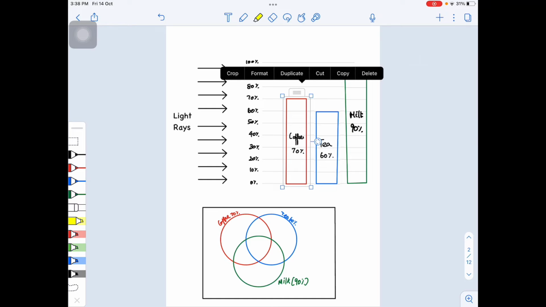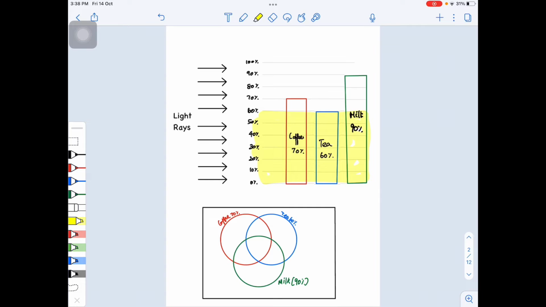I can see that until this first 60% there is overlap of all three. So this is the maximum overlap, because beyond this a light ray cannot pass through all three filters, because 60% is the maximum length of the tea filter, and that is completely occupied. Therefore the remaining 40% of the light rays won't have the tea filter, the blue color filter, to pass through. So this is the maximum overlap of all three drinks. What is the maximum number of people who could have drunk tea, coffee and milk? The answer is 60%.